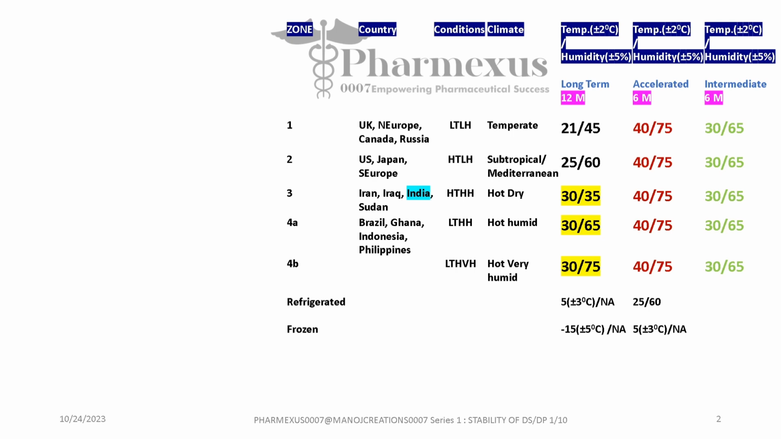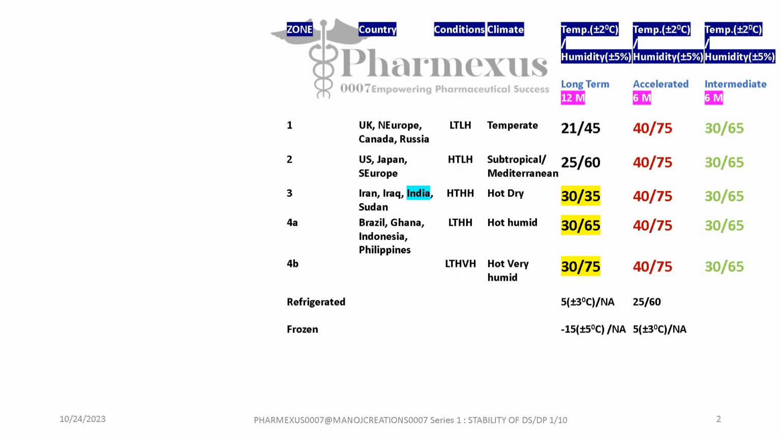Now considering zone 3, 4A and 4B will have a 30 degree temperature in common, that is 30 plus or minus 2 degrees centigrade, whereas the humidities will vary from zone 3 for 35 plus or minus 5%, zone 4A for 65 plus or minus 5%, and zone 4B for 75 plus or minus 5%.